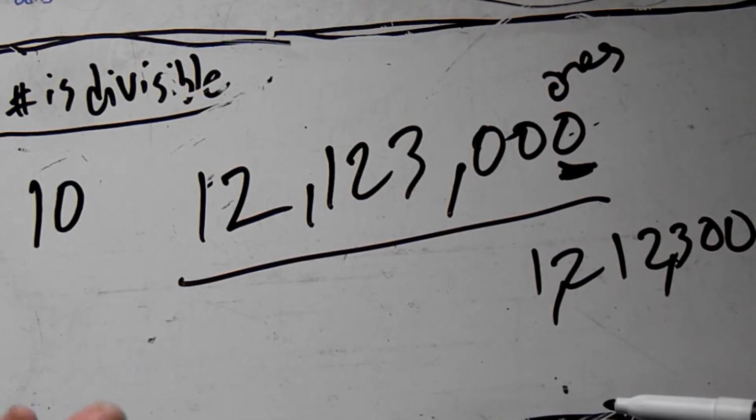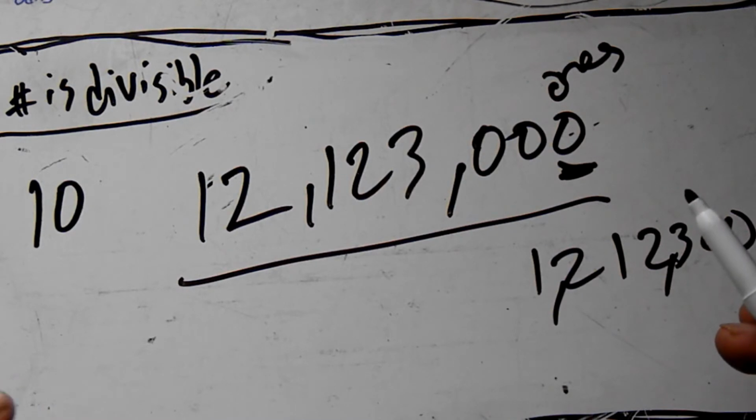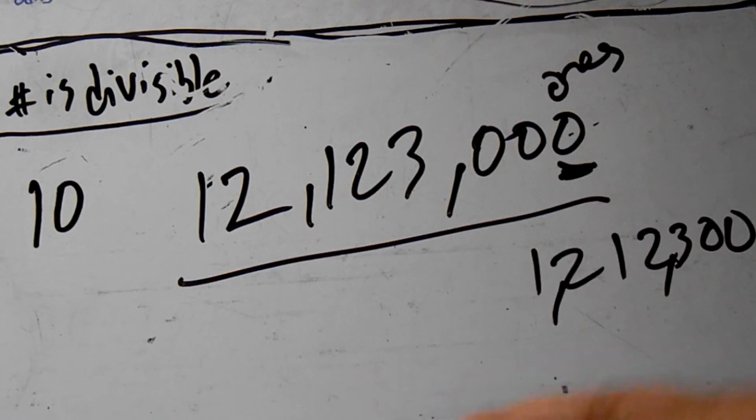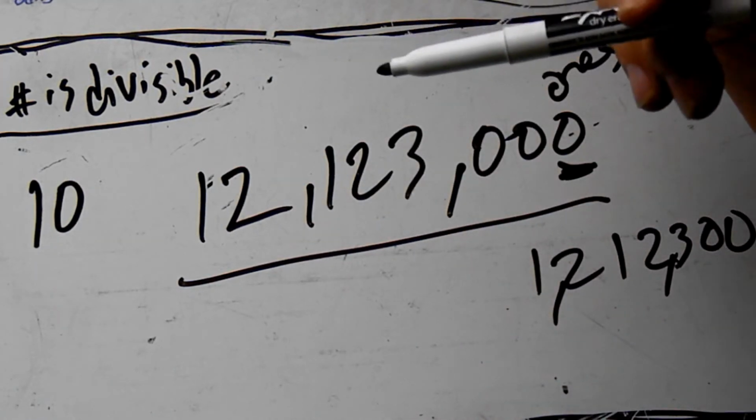So again, that was how to tell if a number is divisible by 2, 3, 4, 5, 6, 8, or 9. How to tell if the number is divisible by these numbers.